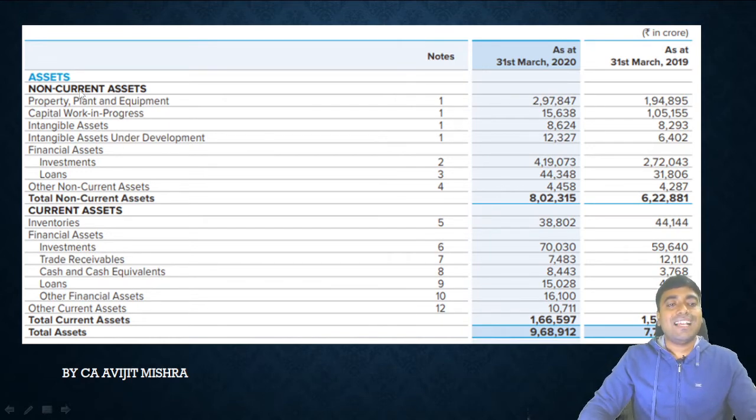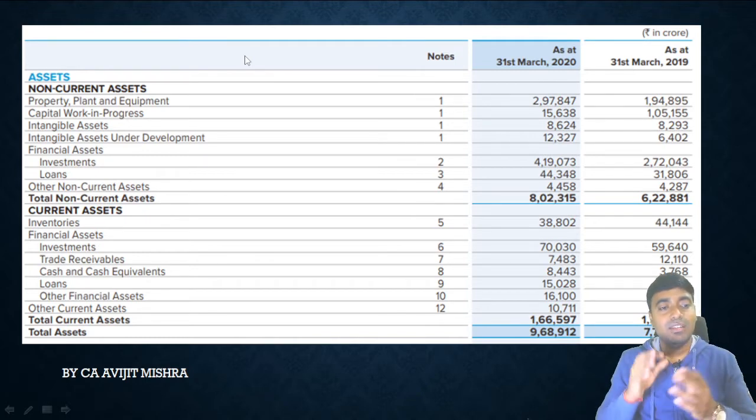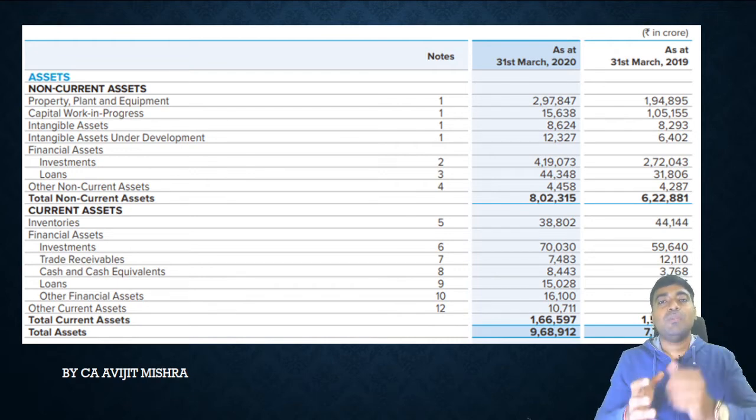First, the asset is basically divided into two categories: one is non-current asset and the second is current asset. It may be confusing what non-current asset and current asset mean. So remember, non-current assets are those that are very difficult to convert into cash. For example, you have a house property. Is it easy to convert into cash? No. You have a car. Is it easy to convert into cash?